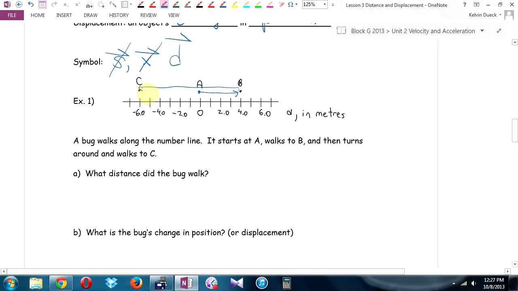What distance did the bug walk? Let's see. 4 plus 10. Now, if you just wrote 14, I'd be fine. In our notes, let's write down our reasoning so that when we're studying, we know what the heck we did. 14 meters. I don't care left or right. I don't care direction. Magnitude only. Ah. What's the bug's change in position?